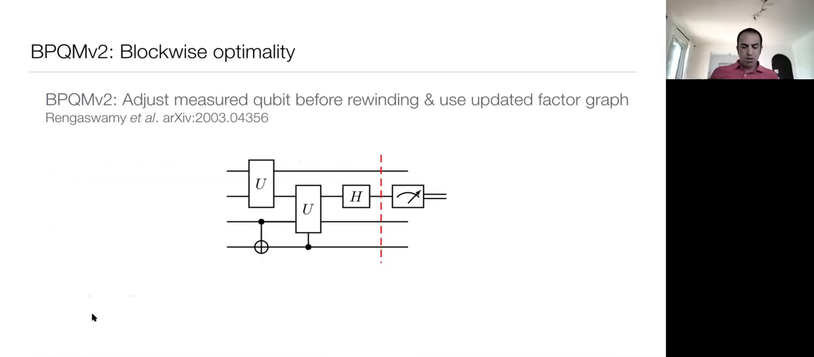Okay, so just a couple more comments about this. Last year, there was a paper, I think it should be published soon, on this BPQM algorithm, a sort of version 2 of it that makes a couple of improvements, by Rengaswamy et al. I won't try to say all the names. It's from the group of Henry Pfister at Duke and Saikat Guha in Arizona.